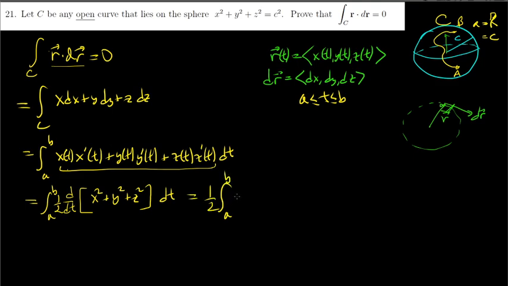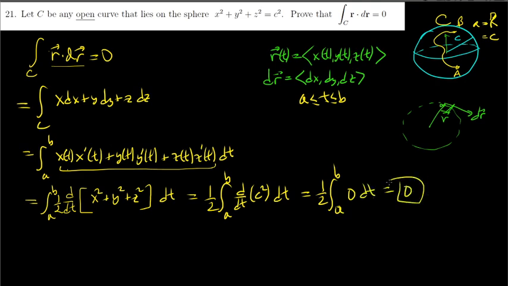But then this is just the integral from a to b of the derivative of x squared plus y squared plus z squared, which is c squared. But c is a constant, right? C is the radius. So, of course, this is just 0. And so you get 0, which we knew already. We just had to show that using this calculation here. Okay, so that's how the proof goes.